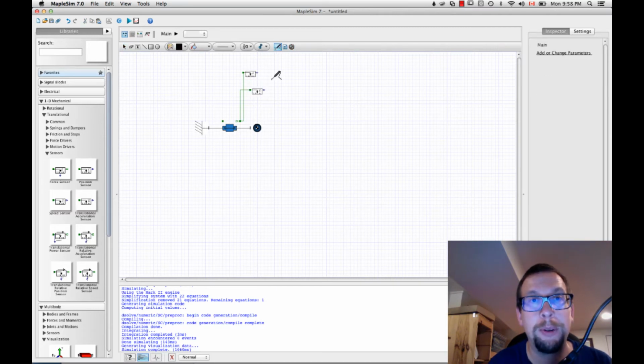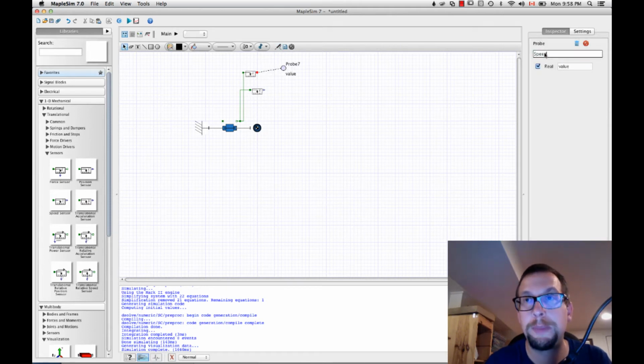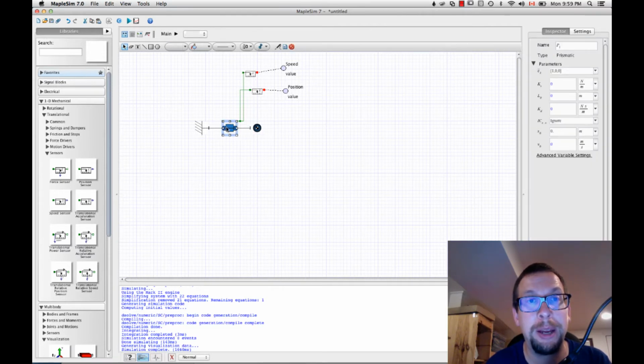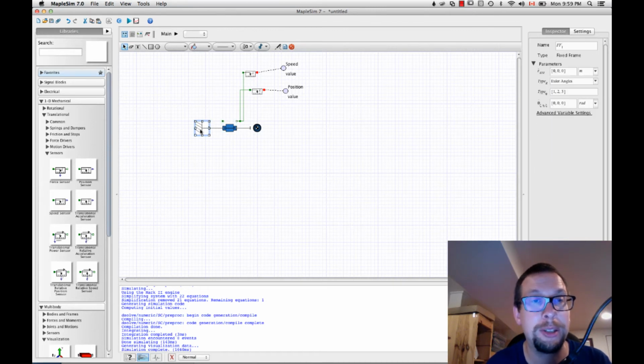And I'm going to add a probe to the speed sensor, and I'm going to call this speed. And I'm going to hook up one to the position. Probe 8 is now going to be called position. And because we're dealing in metric units, position will come out in meters and speed will come out in meters per second. All right, so I've got my sensors, I've got my 1 kilogram mass, I have my sliding or linear joint, and I have basically the top of the building, my fixed frame.